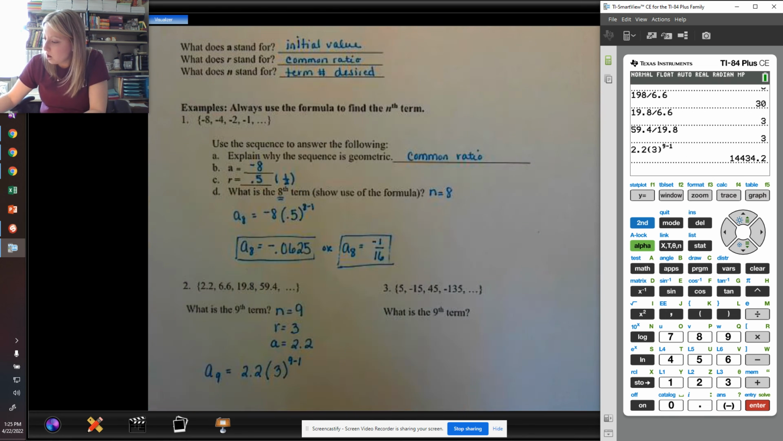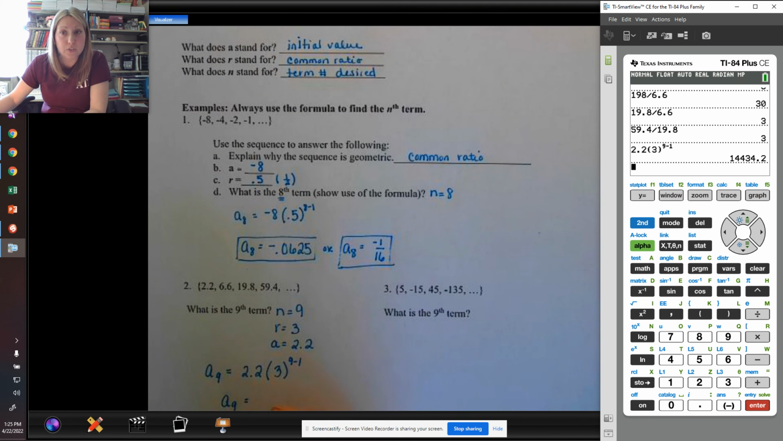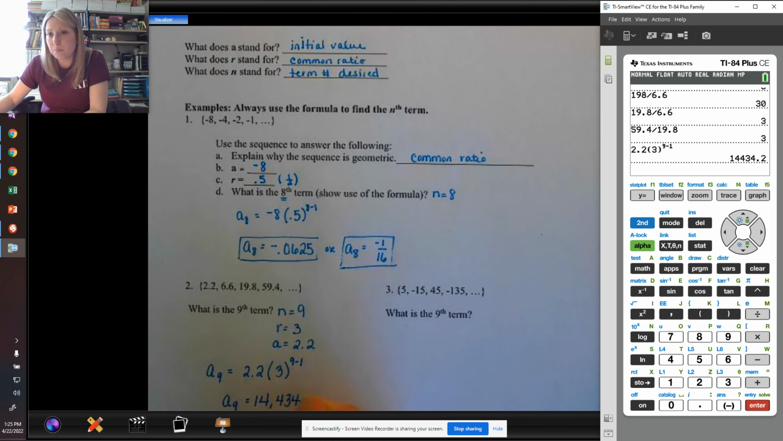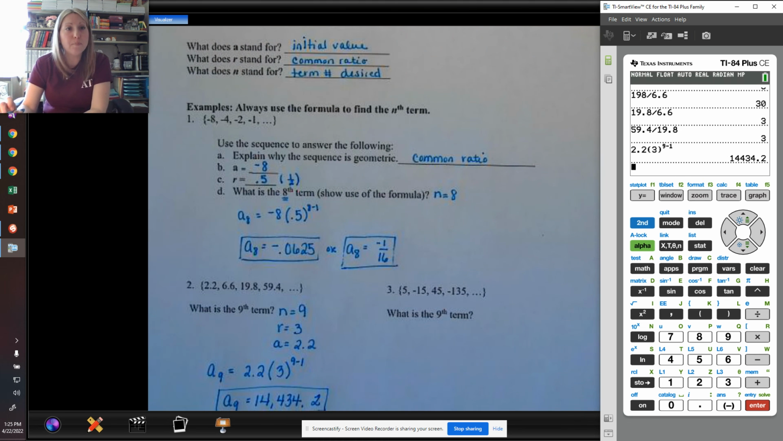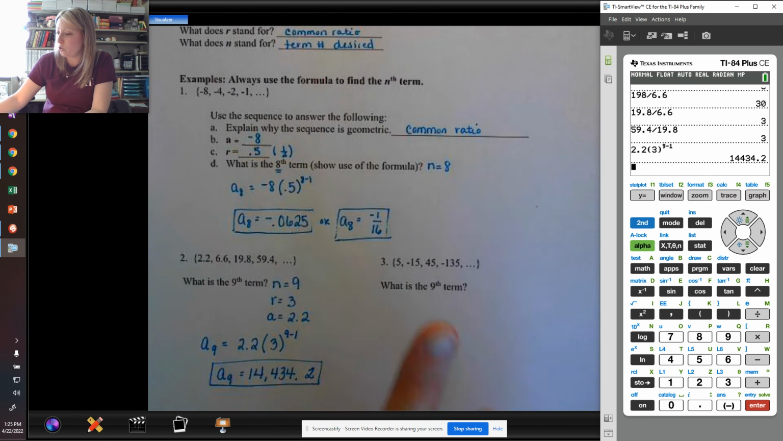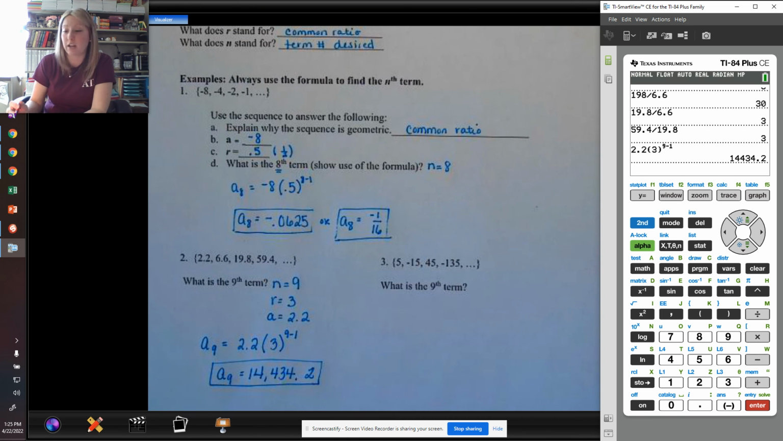And here we go. We did have decimals, so we'll keep this in decimal form. So a subscript 9, or the 9th term in our sequence, is 14,434.2. Okay, pause it right here and try number 3, please, where we're given an infinite sequence and we need to use our A value, find our common ratio, and again, find the 9th term, so an n value of 9. All right, I'll see you soon with the answer.